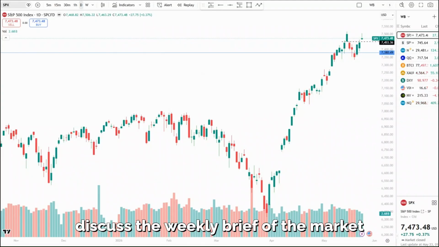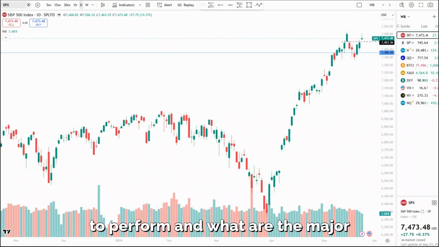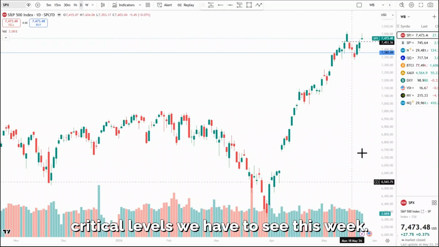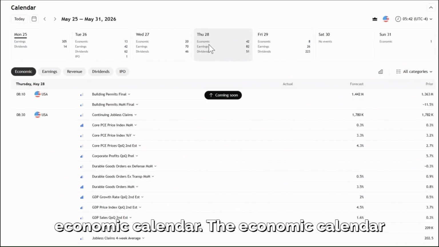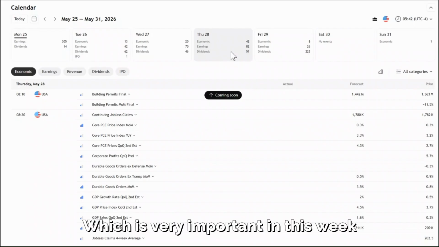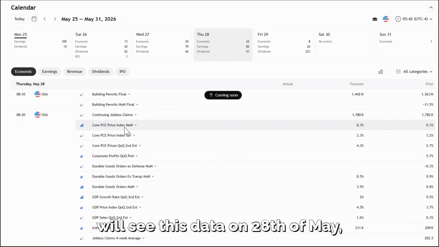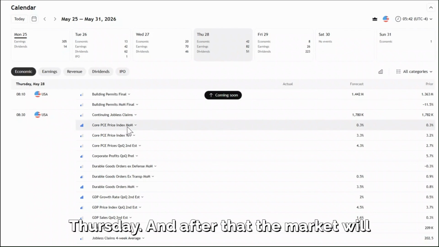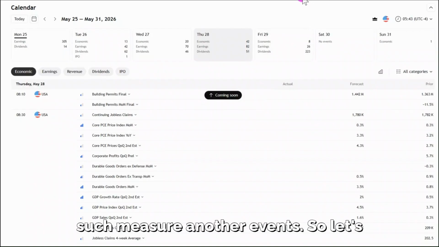We are going to discuss the weekly brief of the market, and we will see how the markets are going to perform and what are the major critical levels we have to see this week. Let's first discuss the major economic calendar. The economic calendar is showing one major single event which is very important this week, which is the Core PCE price index data. We will see this data on 28th of May, Thursday, and after that the market will react on this data, and there are no other such major events.